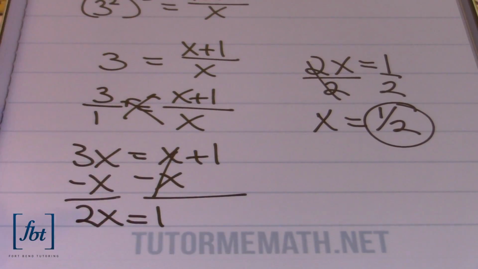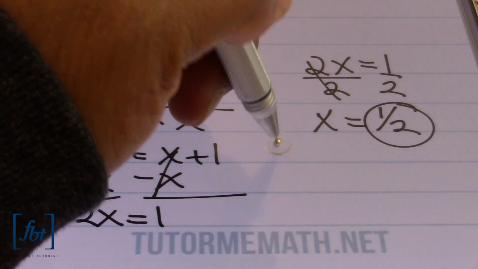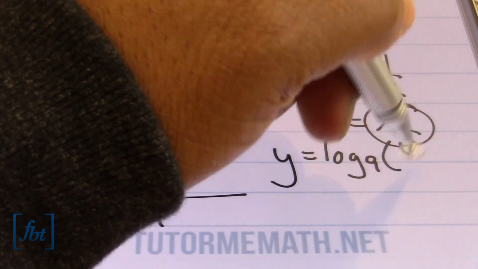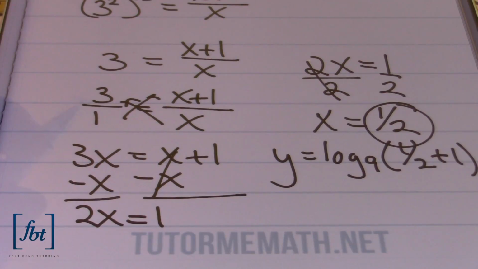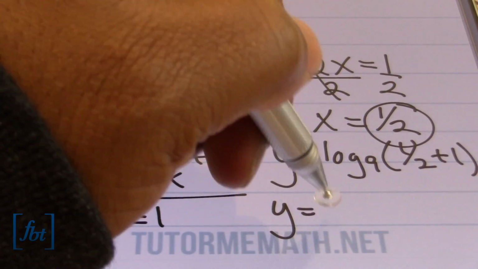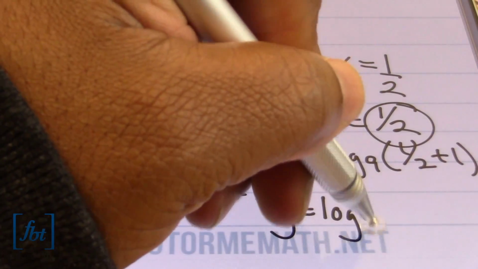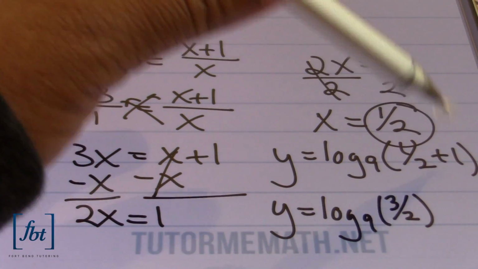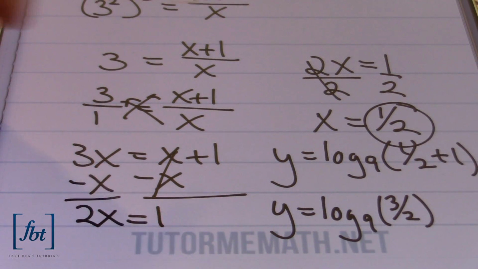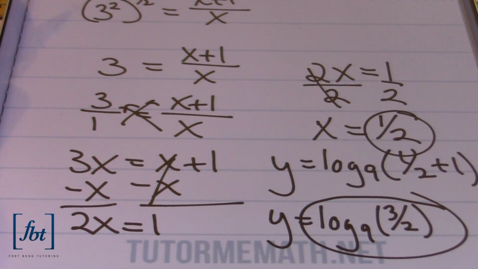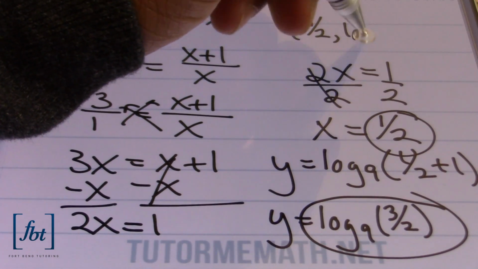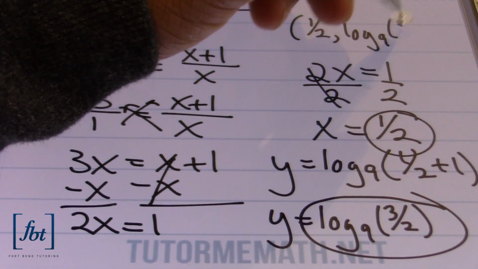Plugging your value of x into one of the original equations will solve for your variable y. I'm going to choose the first one. So I'll have y equals log base 9 of 1/2 plus 1. So my value of y is going to be log base 9 of 3/2, the result of adding 1/2 plus 1. As an exact value, this is my value of y. That means my point of intersection is going to be at 1/2 and log base 9 of 3/2.